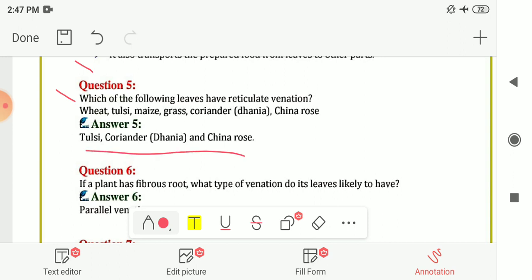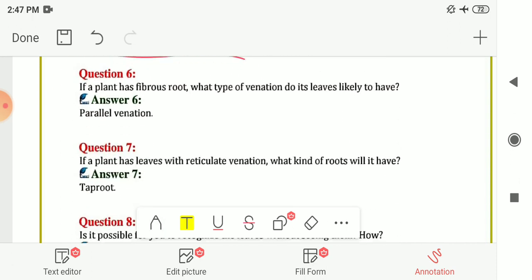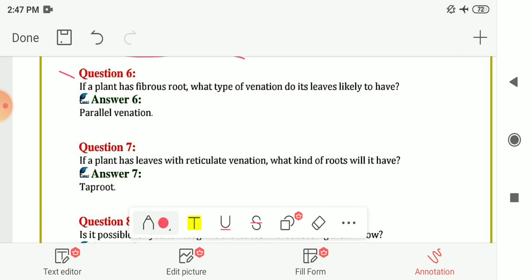So the answer is written here. These plants have the reticulate venation, that is tulsi, coriander or dhania and China rose. Next, sixth number, if a plant has fibrous root, what type of venation do its leaves likely to have? So the answer is parallel venation. If the plant has the fibrous root, then the leaves have the parallel venation.